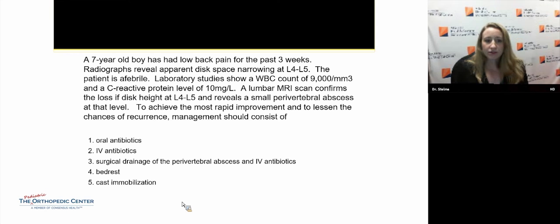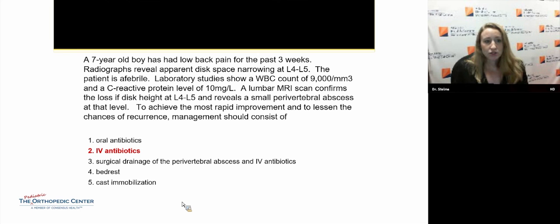Change of focus. So a 7-year-old boy has had low back pain for the past 3 weeks. Radiographs reveal apparent disc space narrowing at L4 to 5. The patient is afebrile. Laboratory studies show a white blood cell count of 9,000 and a CRP of 10. A lumbar MRI scan confirms the loss of disc height at L4-5 and reveals a small perivertebral abscess at that level. To achieve the most rapid improvement and to lessen the chances of recurrence, management should consist of oral antibiotics, IV antibiotics, surgical drainage of the perivertebral abscess and IV antibiotics, bed rest, or cast immobilization.